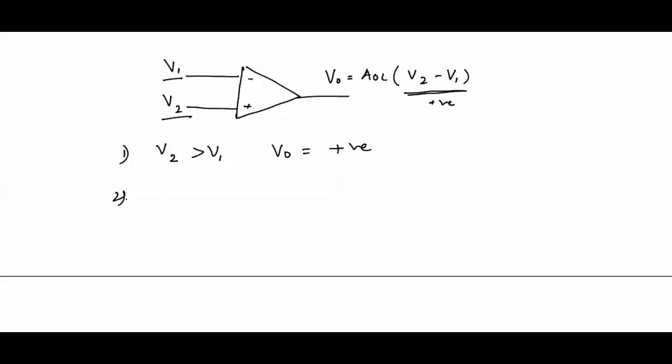If we have the second case that V1 is greater than V2, then this difference will be negative. If this difference is negative, the output voltage V0 will be negative.